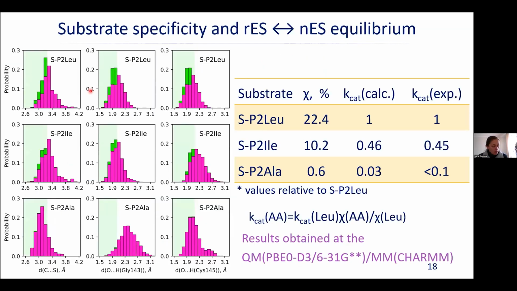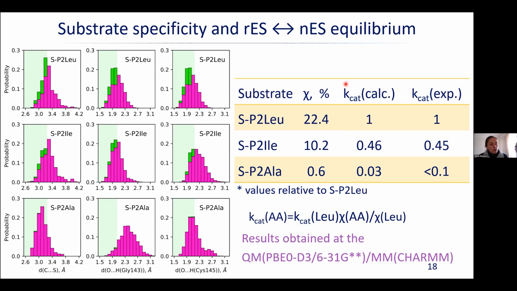So we obtained distributions over these 3 distances, and here green bars mark reactive species and magenta are for non-reactive. We calculated these distributions for the most reactive substrate containing lysine, for the less reactive with isolysine, and for the least reactive with alanine. So here are the fractions of the reactive species along the MD trajectory. And we suppose that those are responsible for different kcat values.